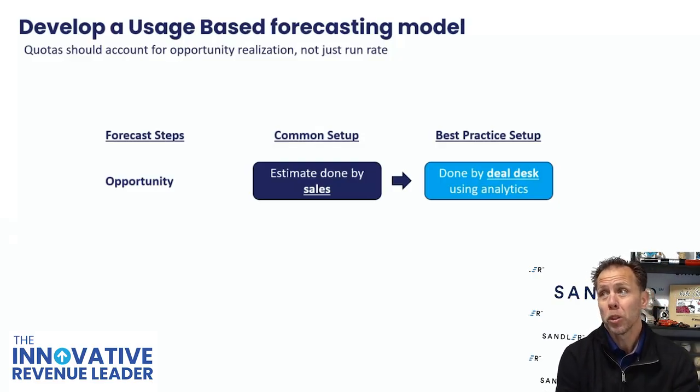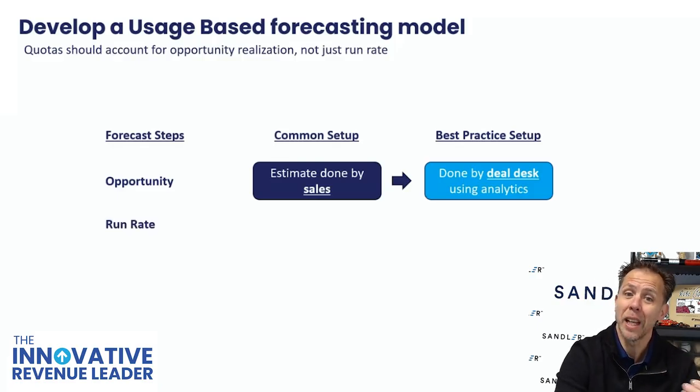If you want to hold the salesperson accountable, you need to have another piece on the back end where you're going to motivate them to try to better forecast, but they're really not the best people to do it. The next thing is looking at run rate.